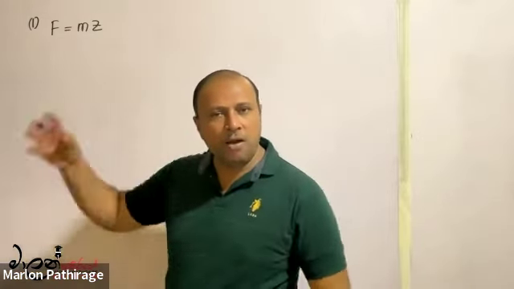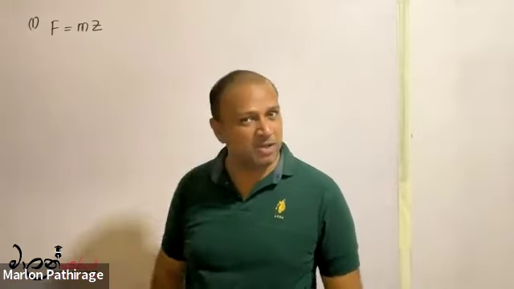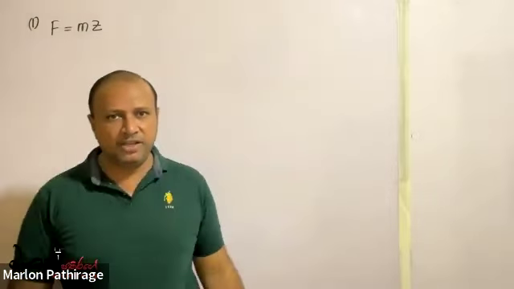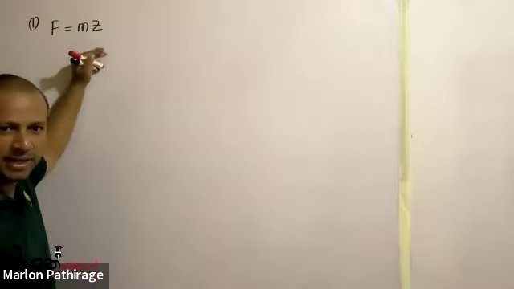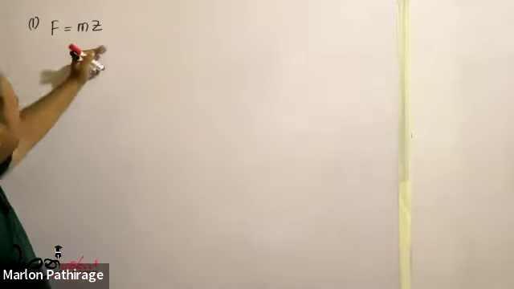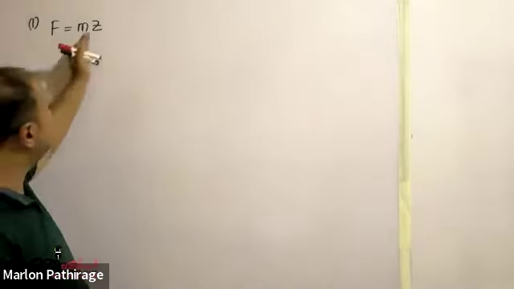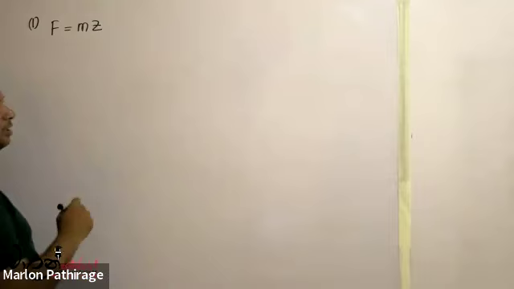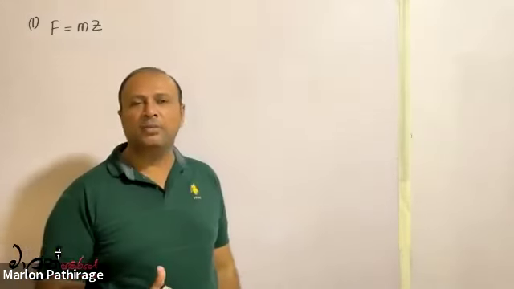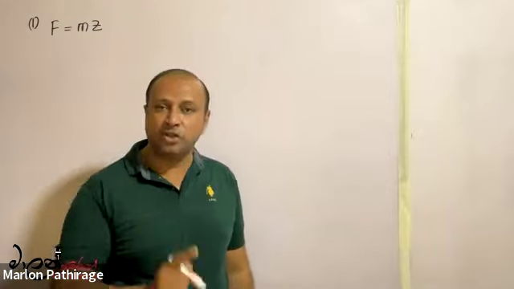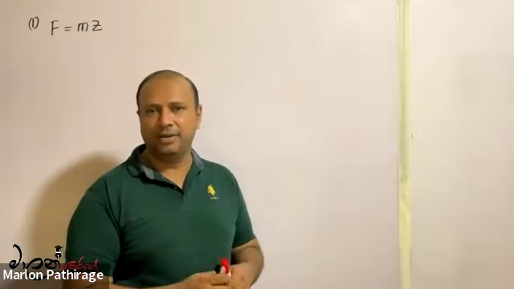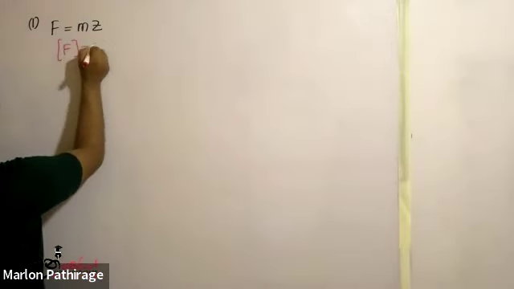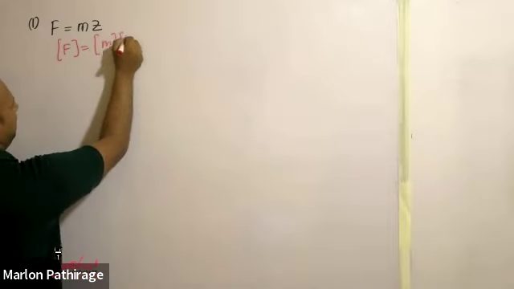All the terms in an equation should have same dimension. So based on that argument, now there are 2 terms. The first one is F, the other one is M into Z. Therefore, the dimension of F should be equal to the dimension of M into Z. Based on that argument, the dimension of F is equal to the dimension of M into the dimension of Z.